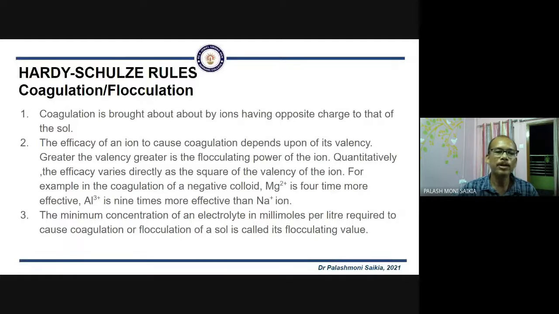So this is Hardy-Schulze rules. I will not go into details. We already know that coagulation is caused by opposite ions. Greater the charge of the ion, more will be the coagulation. So only one thing I want to clear here, that the students are often puzzled by one fact. Coagulation or flocculating power and coagulation or flocculating values are different.